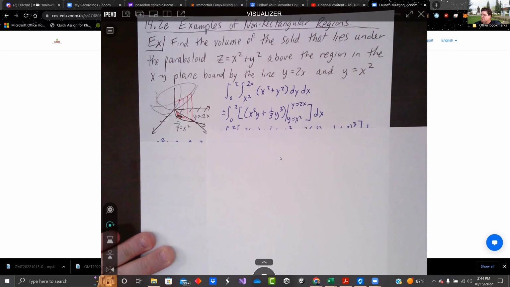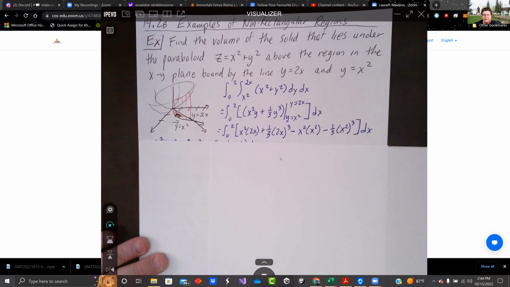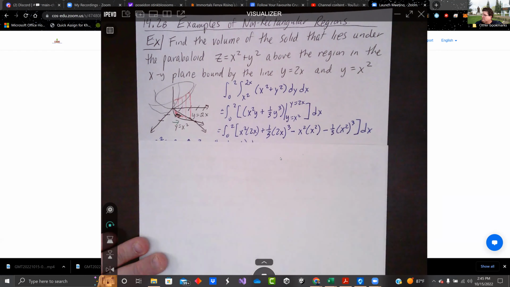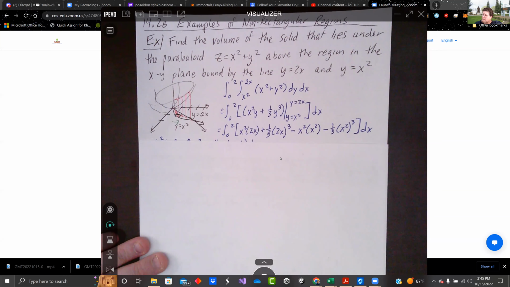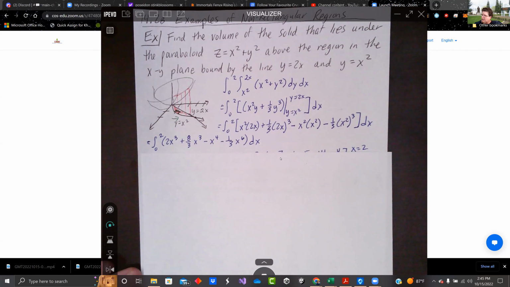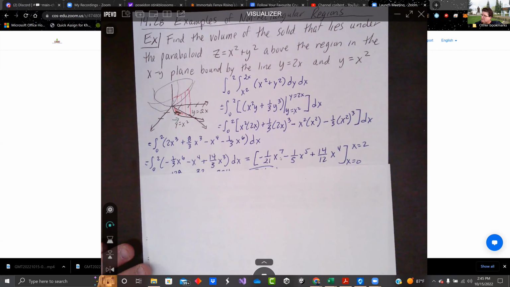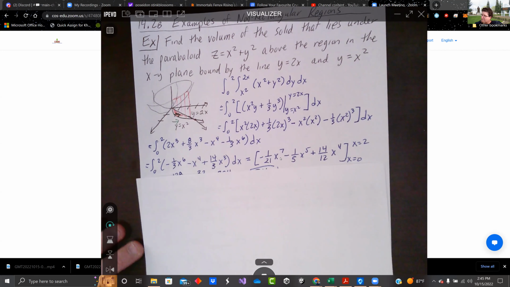We do dy first, x squared y plus 1/3 y cubed. Evaluate at the limits of integration, 2x and x squared. That's all of it written out. And then we clean it up and we get this. And then we finally get that if we really clean it up.